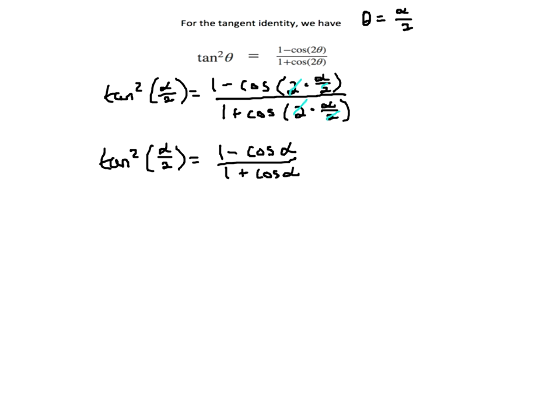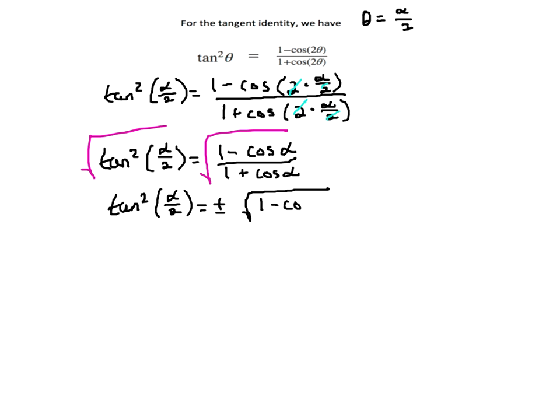I don't want to know what tangent squared is, though. I want to know what tangent is. And I end up with the tangent of alpha over 2 equal to positive or negative square root of (1 minus cosine alpha) divided by (1 plus cosine alpha).